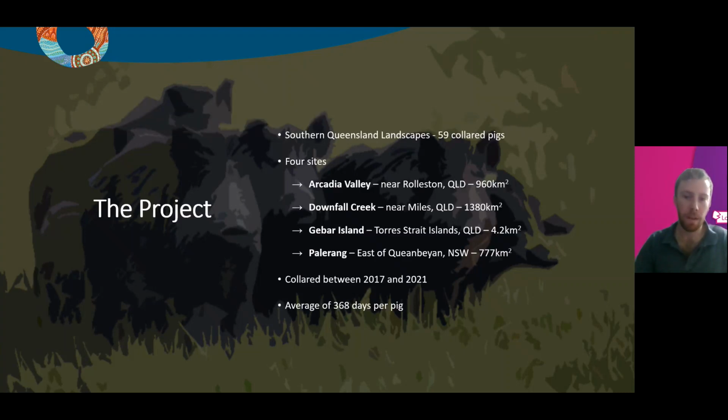So DAF has been working in collaboration with Darren Marshall from Southern Queensland Landscapes, and we've had 59 collared pigs across 4 sites. 3 of those in Queensland: Arcadia Valley and Downfall Creek, you can see there near Rolleston and Miles. Gabba Islands was their 3rd site in Queensland. It's in the Torres Strait Islands. And Pallarang was their 4th site, which is east of Canberra, Queanbeyan area.